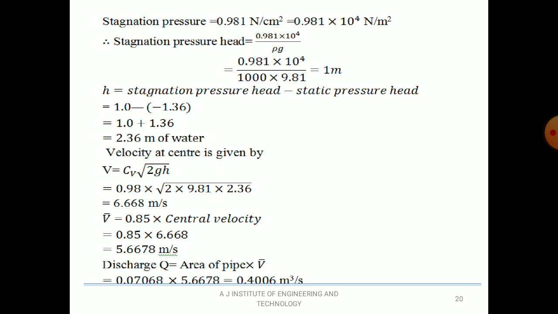By using that you can calculate the rise of liquid. Then you can calculate the central velocity. By using the central velocity you can calculate the mean velocity. By using the mean velocity you can calculate the discharge.